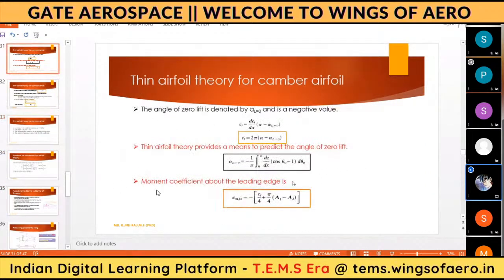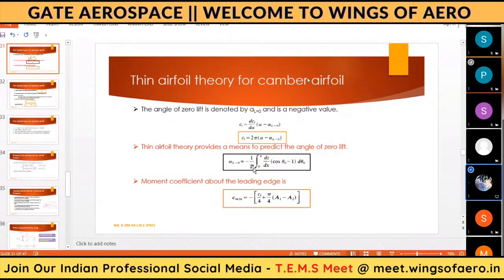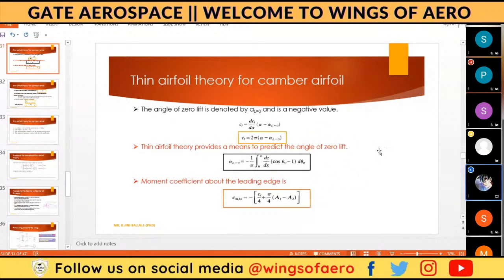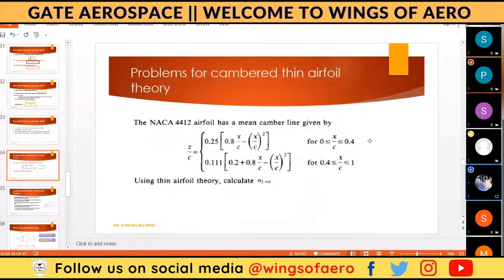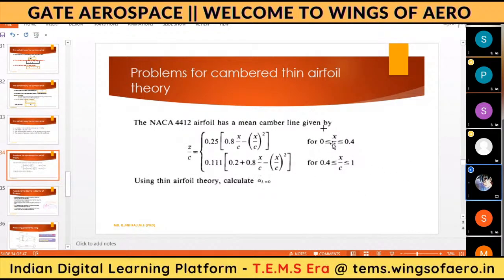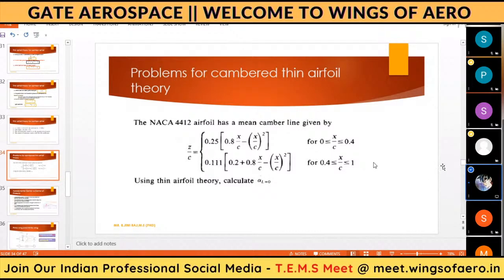Here we have the equation alpha L equal to 0 equal to minus 1 by pi integral of 0 to pi. So we need to change the limits to 0 to pi. But the limits of this problem are 0 to 0.4 and 0.4 to 1. We need to change the limits from 0 to 1 into 0 to pi. Right away, first we need to do this.